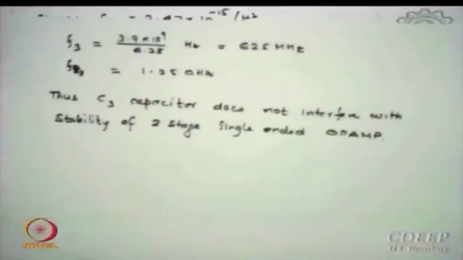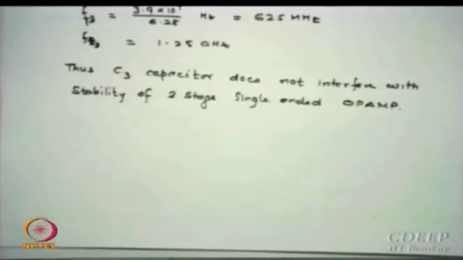Please remember, this is not gigahertz, this is in radians per second. So you should divide it by 2 pi to get the frequency. So FP3, for the pole, is around 625 megahertz, where FZ3 is 1.25 gigahertz.